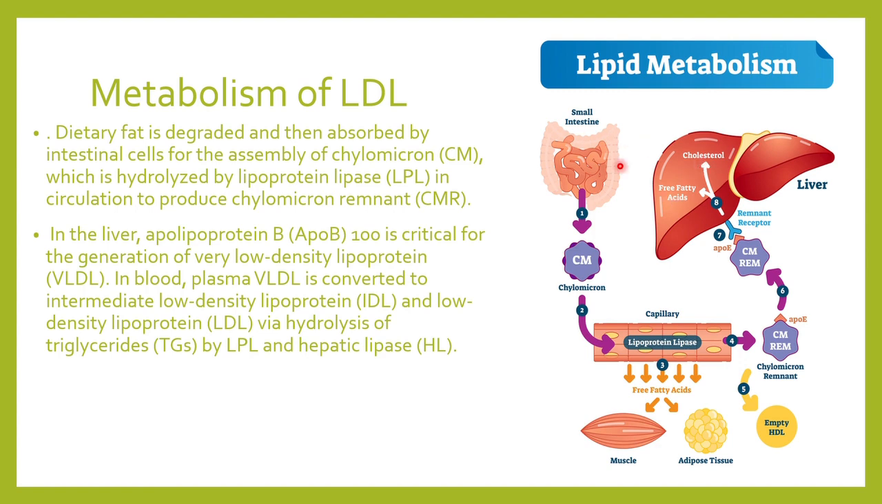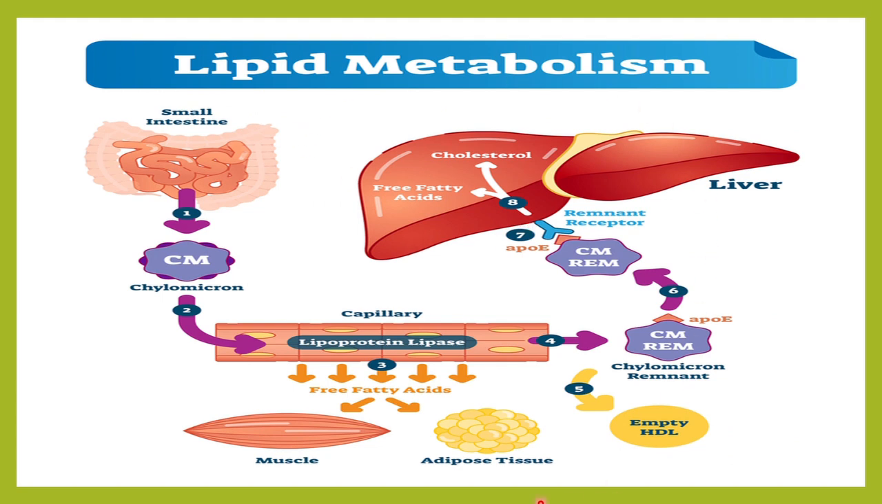In the liver, this ApoB100 is very important for the generation of this VLDL. ApoB, you know, is the main apoprotein in LDL, and in the blood, the plasma VLDL will later be converted into IDL and LDL. So this is how the whole process takes place. The chylomicrons are formed. Chylomicrons get broken down with the help of lipoprotein lipase, releasing the free fatty acids. The muscles and the tissues utilize them. In the adipose tissues, the extra free fatty acids are stored. The chylomicron remnants, with the help of HDL, enter the liver, and in the liver, the synthesis of VLDLs takes place.